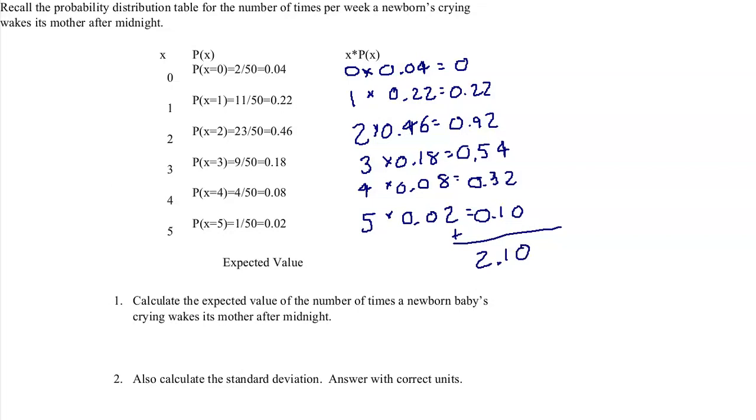Again, use your calculator. Don't have to do it the long way. So the expected value of the number of times a newborn baby's crying wakes its mother after midnight is 2.10 times. Make sure you use your units. Even if you don't have to write a complete sentence, you do have to write your units. So this does not tell us to expect mom to be woken up 2.1 times on a given night or in a given week. Doesn't work that way. It tells you on average, bunches of moms, bunches of weeks, we add up how many times mom gets woken up divided by the number of weeks. 2.1 times is what we should get for an average.